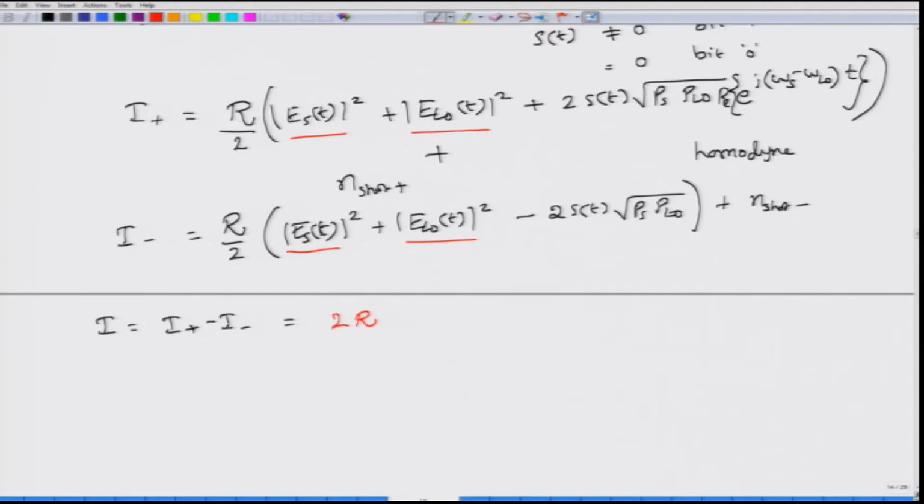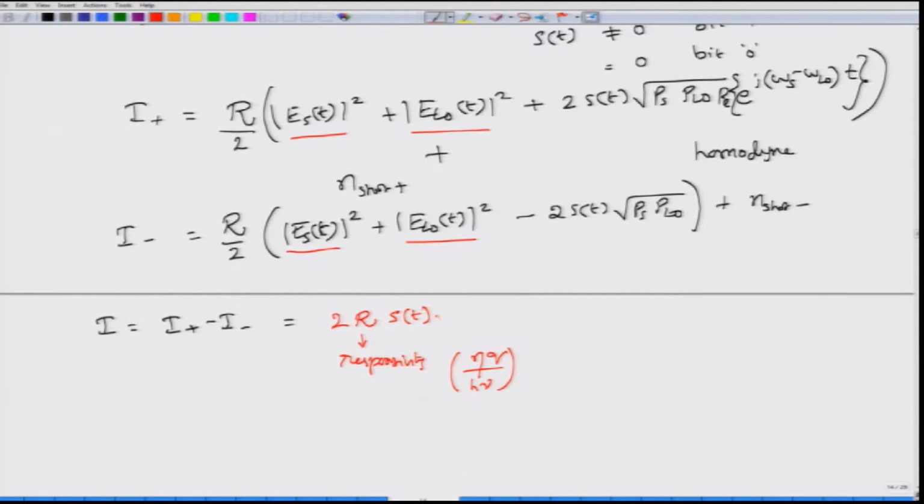Please remember this R is responsivity. Okay. This is responsivity which is related to quantum efficiency in this manner, eta q by h nu, as we discussed in the photo receiver circuits. So you have 2R S of t. I do not really have to say S of t as summation signal because I am considering only one period, and in that period, the bit period, S of t can be either plus 1 or 0 depending on whether we are transmitting bit 1 or bit 0.